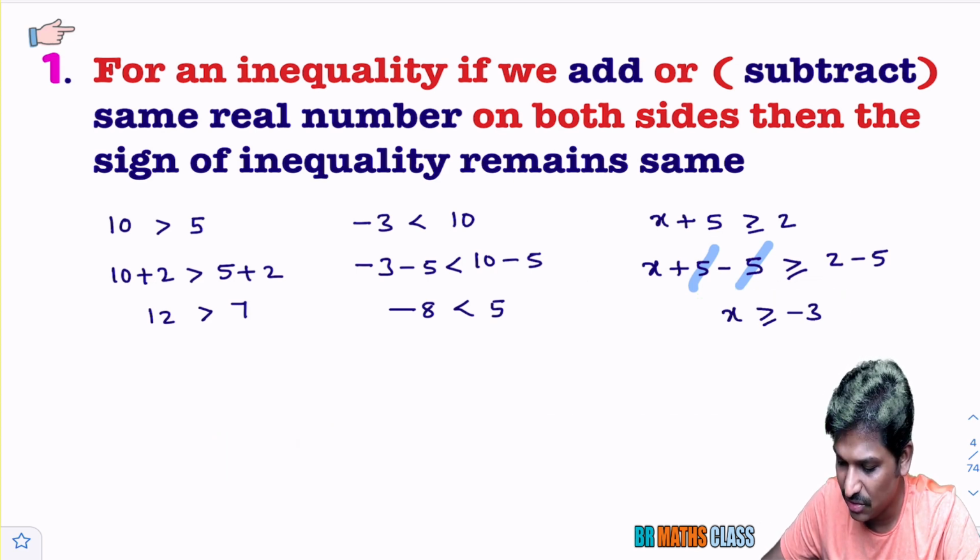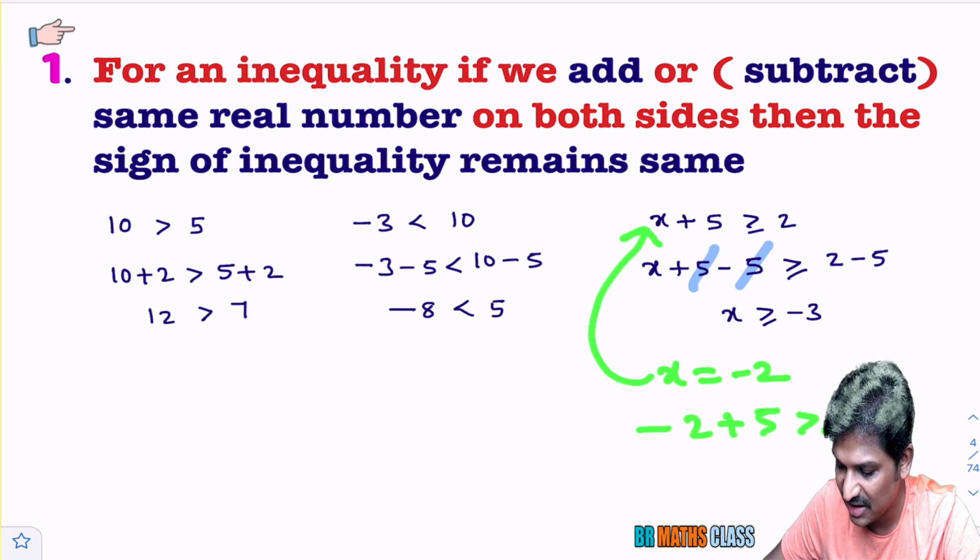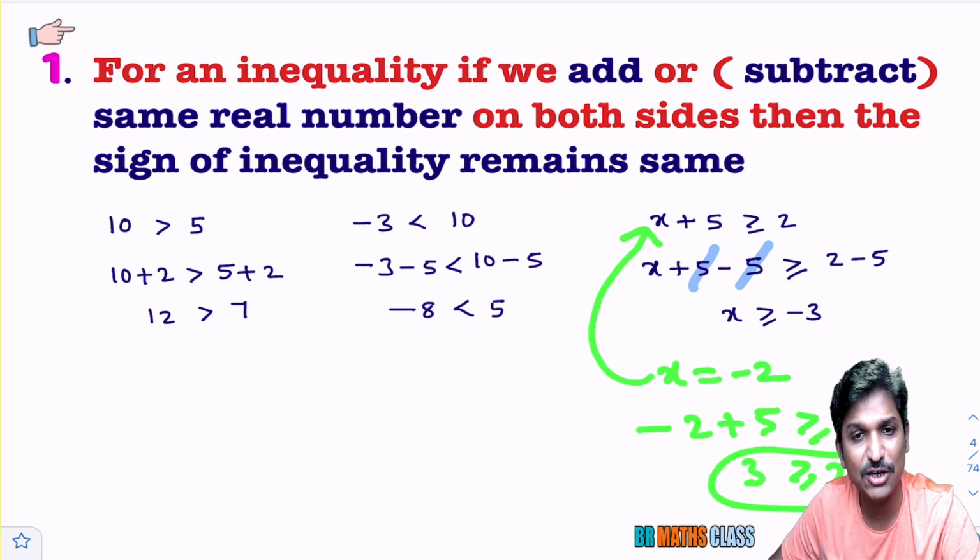If you have any doubt, you can take one example. Minus 2. In place of x, you take minus 2 and substitute in this inequality. What will you get? Minus 2 plus 5 is greater than or equal to 2. Minus 2 plus 5 is what? 3. 3 is greater than or equal to 2. Greater than or equal to is there, na? 3 is greater than 2. Yes, it is true. So this is correct.